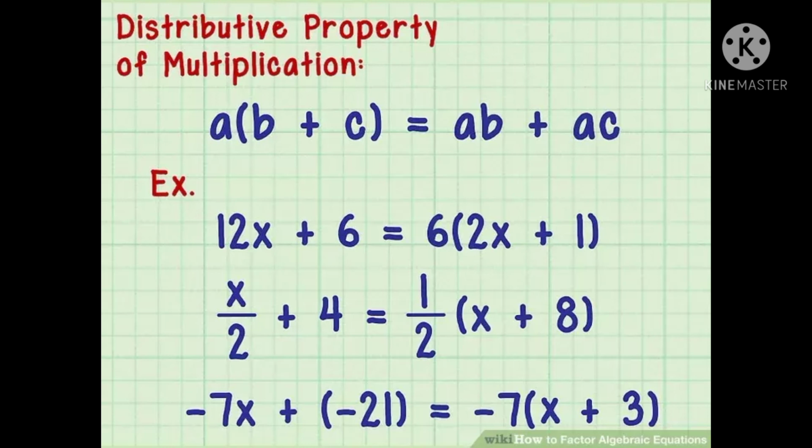This process also applies to equations with negatives and fractions. X over 2 plus 4, for instance, can be simplified to 1 half times (x plus 8), and negative 7x plus negative 21 can be factored to negative 7 times (x plus 3).